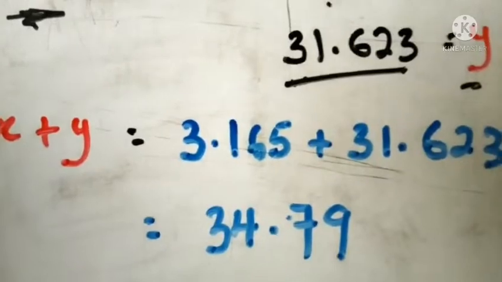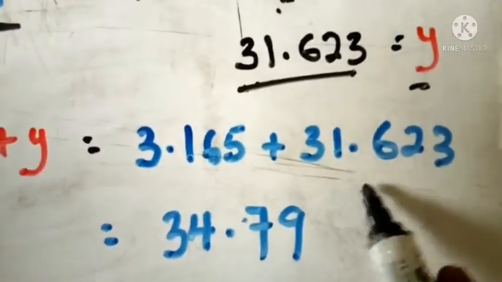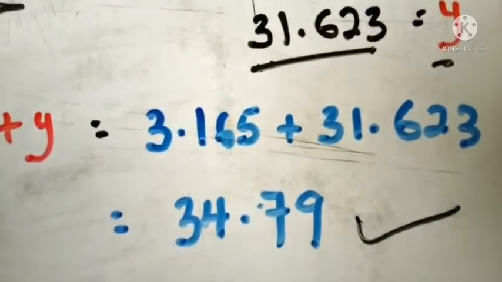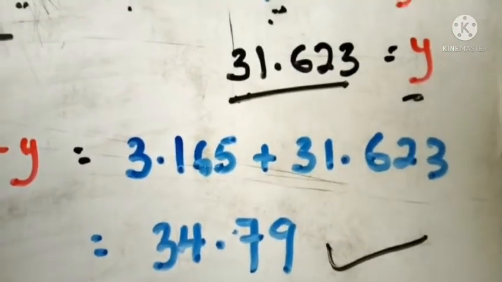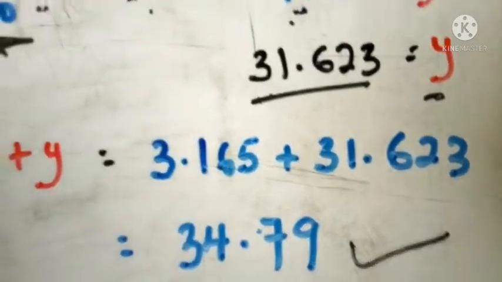Guess what, add it to. So that will be 3.165 plus what, 31.623. So you add it to, you are going to get 34.79. So this is how simple you solve this type of problem, by just swapping what, between the indices and logarithm.